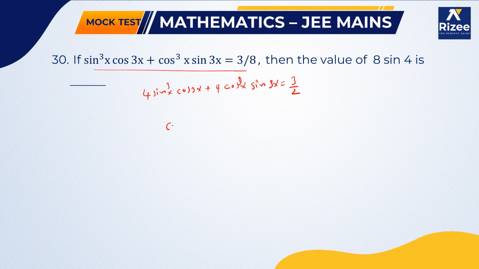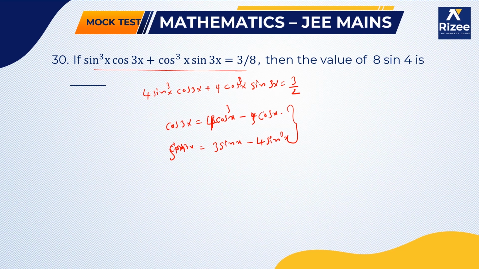Cos 3x formula: 4 cos cube x minus 3 cos x. Sin 3x formula: 3 sin x minus 4 sin cube x. By using these formulas, we can solve this. We get the value of sin 4x.